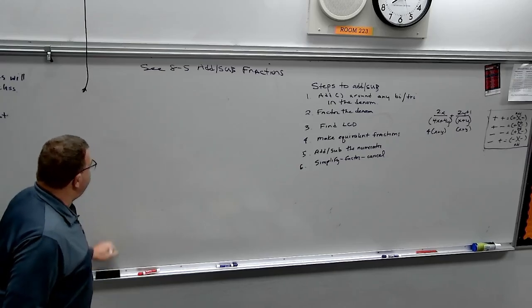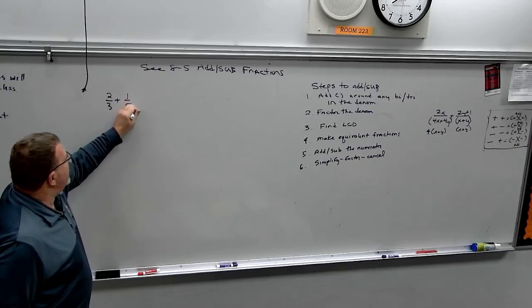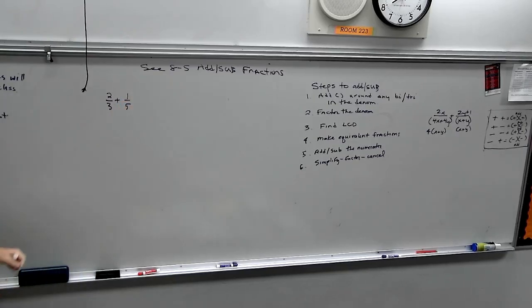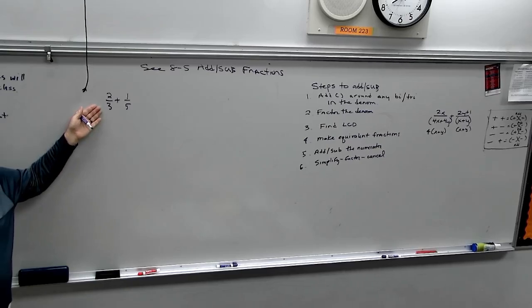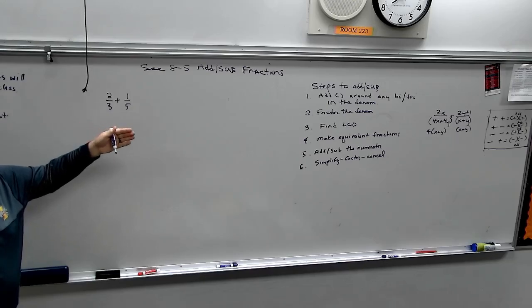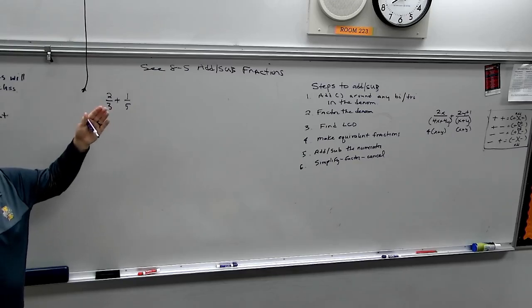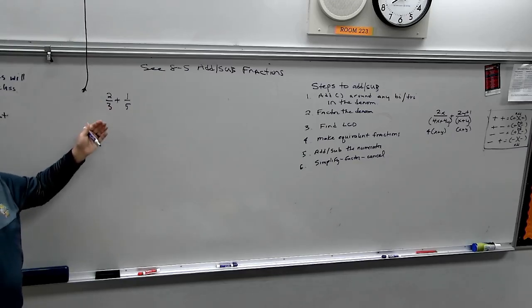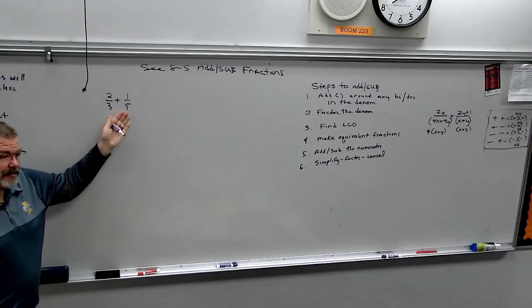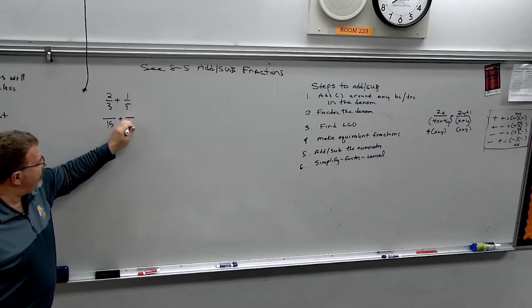Here we go. I have 2/3 and 1/5. Okay. Let's just follow our steps. Step 1, is there anything that I need to add parentheses around? No. Step 2, find or factor the denominator. Well, there's no parentheses. I don't have to factor. Step 3, find the lowest common denominator. What does 3 and 5 both go into? 15. So I would go 15, 15.